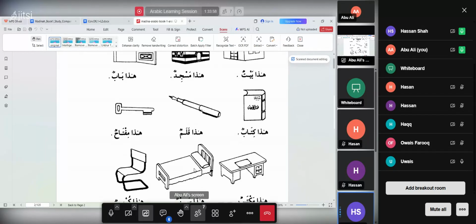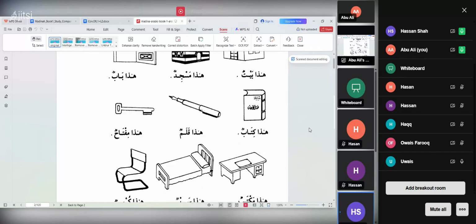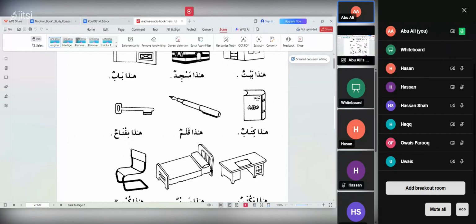So demonstrative pronouns. Haza and zalika, they are definite nouns. They're also demonstrative. Their name is اسمه إشارة, demonstrative pronouns.